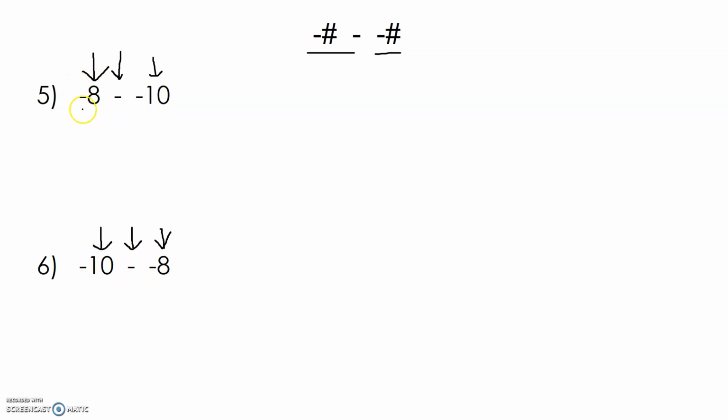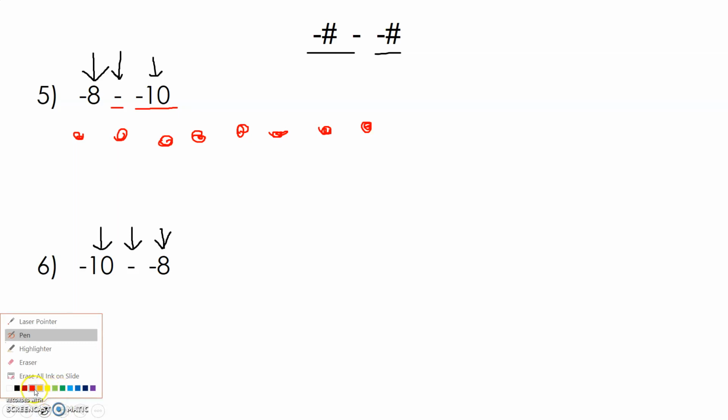However, negative 8 is larger than negative 10. And in number 6, negative 10 is smaller than negative 8. So let's see what happens if we flip those around. So I'm going to start with 8 red counters. 1, 2, 3, 4, 5, 6, 7, 8. However, the problem is saying I want to take away 10 red ones. I don't have 10 red ones present. So how many zero pairs would I need to add in order to have 10 red ones present? I'd need to add 2 more zero pairs to have 10 red ones I can take away.